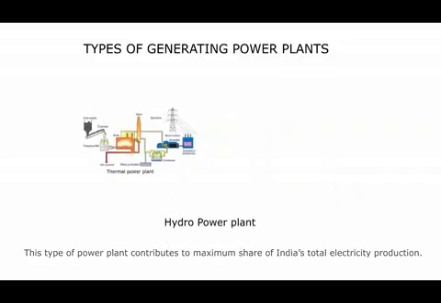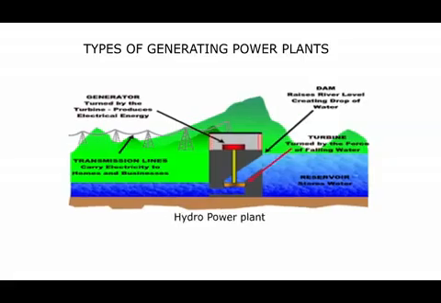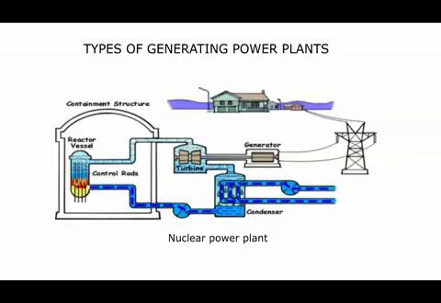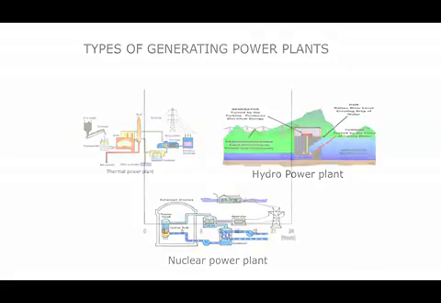Next is the hydropower plant. In this power plant, the potential energy of the water stored in the dam gets converted into kinetic energy of the moving water in the penstock. The kinetic energy then gets converted into electrical energy with a turbine generator set. Third one is the nuclear power plant. Here, the nuclear energy of a radioactive element like uranium is converted into electrical energy.